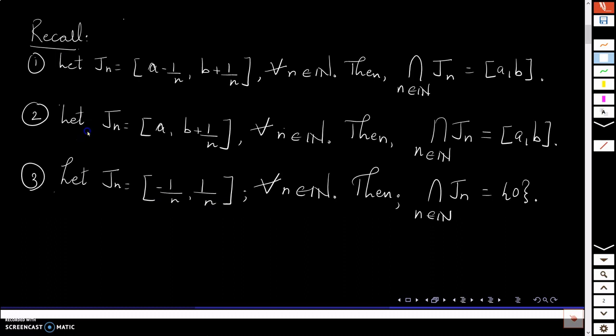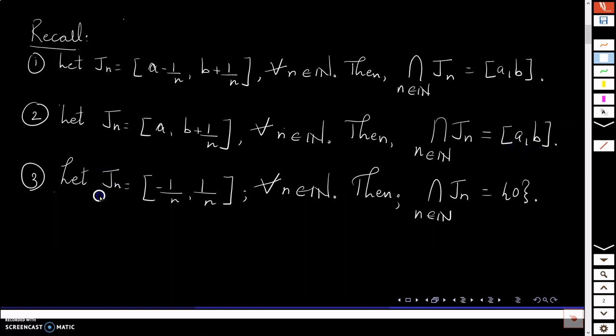The second one I had left as an exercise for you all, a similar one in which Jn was defined to be the closed interval a comma b plus 1 by n. So this 1 by n was missing here for each n, and you all were supposed to compute the intersection of all the Jn's. Those who have computed this should have obtained again the closed interval ab. Okay, so you can verify that.